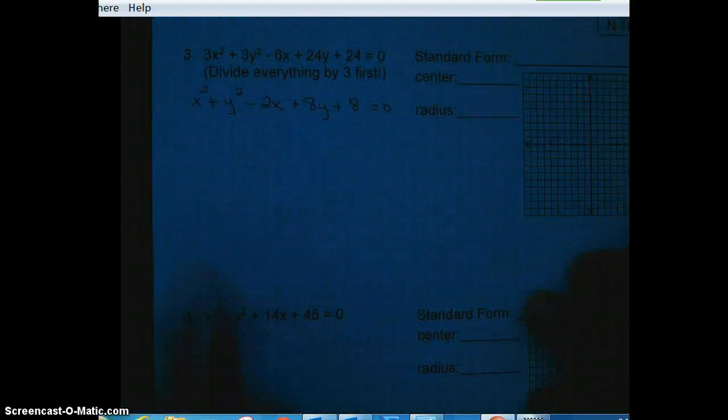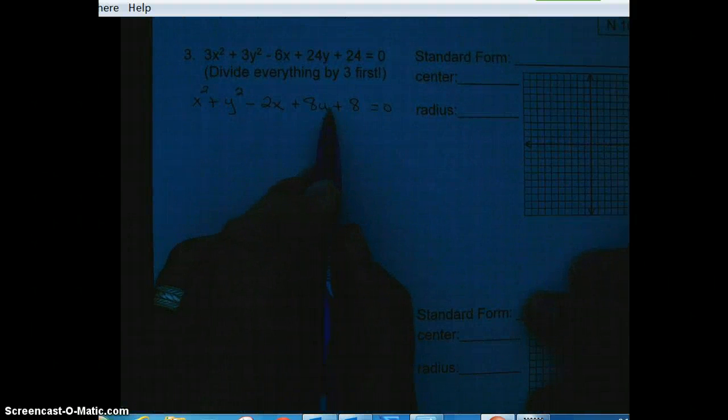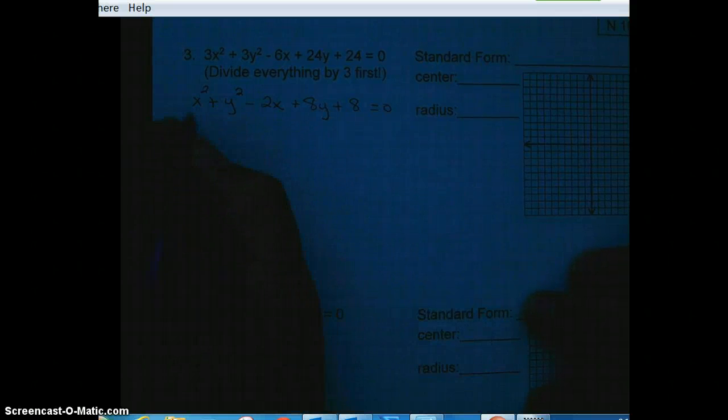So we're going to change it from general to standard. To do that, we need to do what? To change from general to standard form. This may be on the quiz. That's right, we need to complete the square. The answer, complete the square.